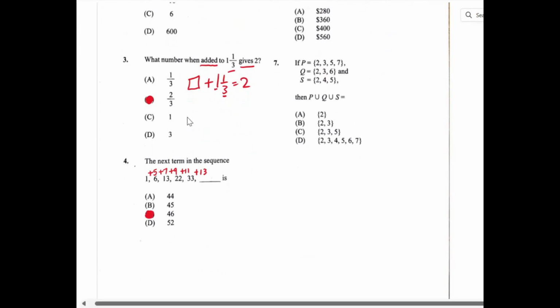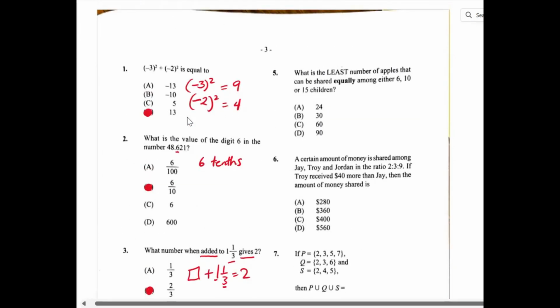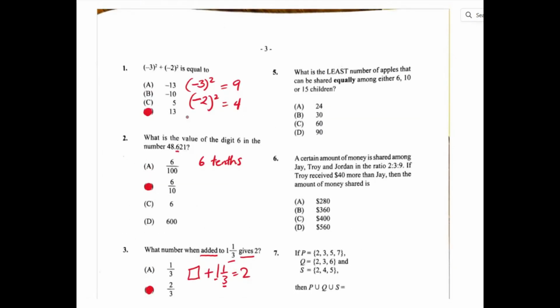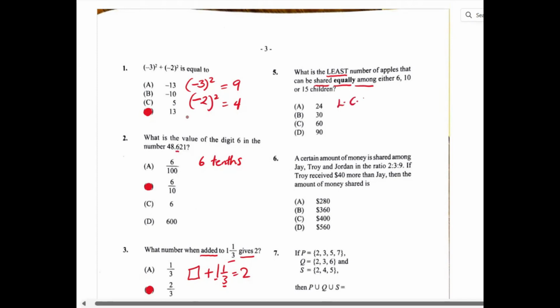Number 5, what is the least number of apples that can be shared equally among either 6, 10, or 15 children? Least to be shared equally among 3 options, either 6 children, 10 children, or 15 children. That is another way of asking you to find the LCM, right?